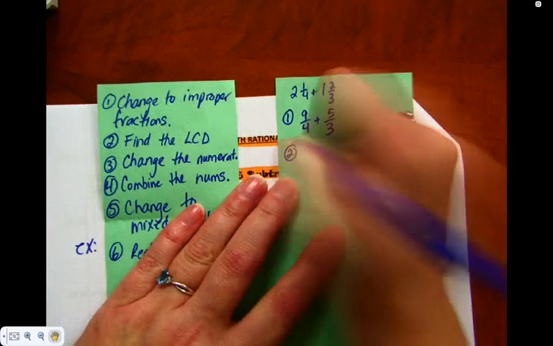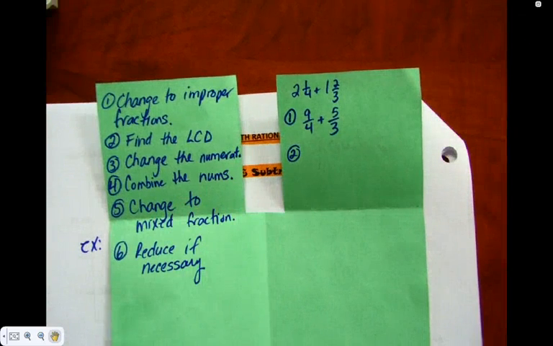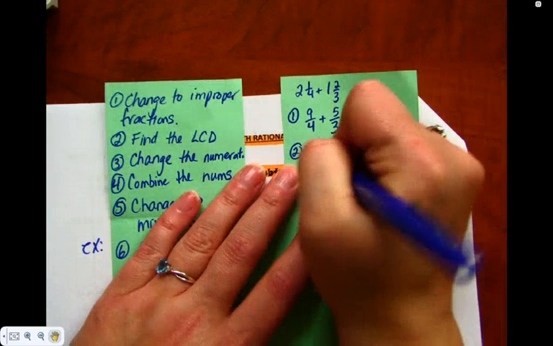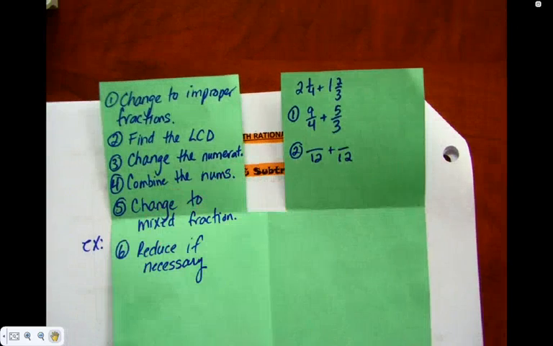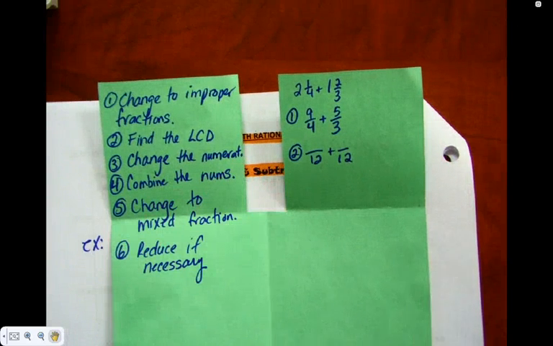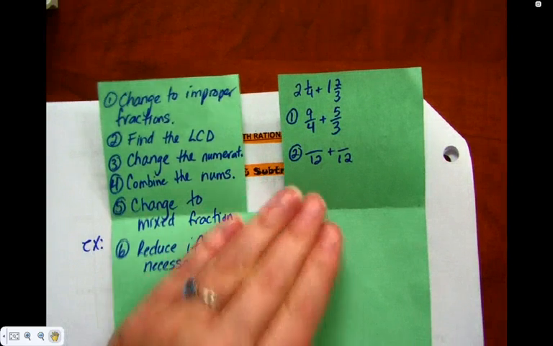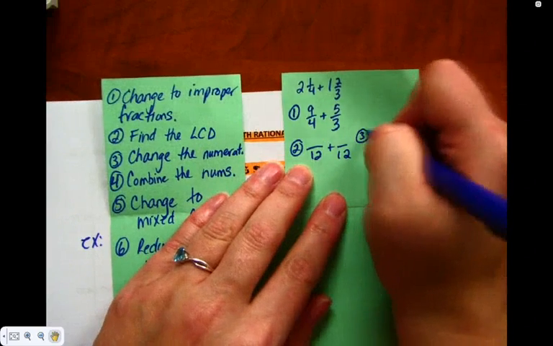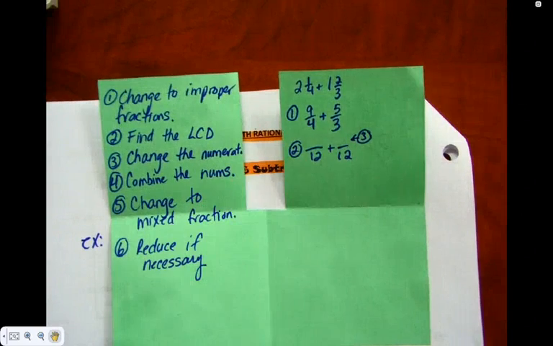Step number 2 is finding the lowest common denominator. What's the lowest thing that you can divide by 4 and divide by 3? So we're going to put it over 12. Step number 3 is going to be to fill in the tops. So fill in the new numerators.